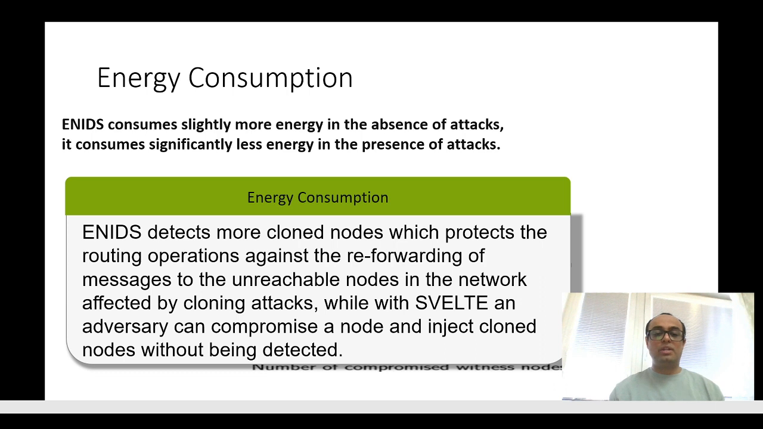As you see, with our solution the replica nodes are detected, and if they are detected, they will be removed from the network. But with the Svelte protocol, they couldn't be detected, and they will send forged packets and forged messages in the network. For this reason their consumption will be very high, and it will also affect the security of the whole network.